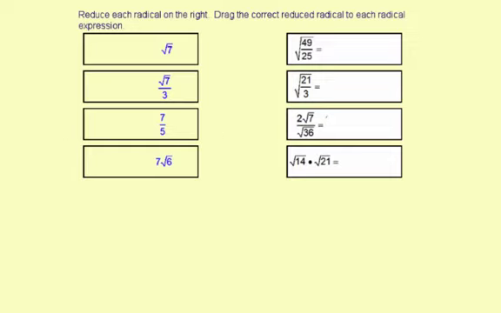Reduce each radical on the right. Drag the correct reduced radical to each radical expression. This first one is radical 49 over radical 25.